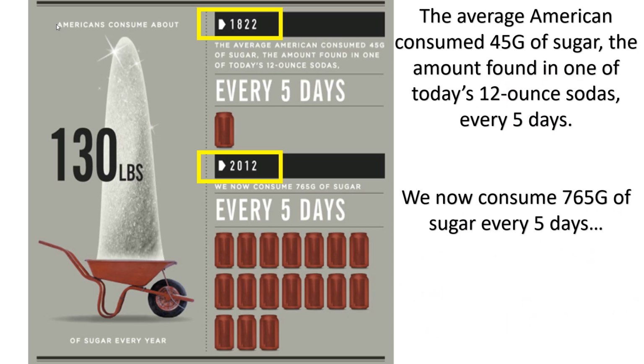So this is for the table we're going to do, just some information. Based on this infographic here, the average American consumed 45 grams of sugar, the amount found in one of today's 12-ounce sodas every 5 days. So that was back in 1822. Didn't have a lot of sugar back then. So after 5 days had passed, they'd only had the equivalent to 1 can of soda. In 2012, the statistic is that now a person on average consumes 765 grams of sugar every 5 days. So that's equivalent to, let's see here, 17 cans of soda over 5 days. And that's sugar in all different things that you eat, whether it's candy or yogurt or even milk has added sugar. So it's just showing that there's a lot more added sugar in our food nowadays.